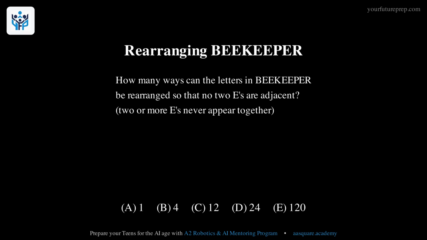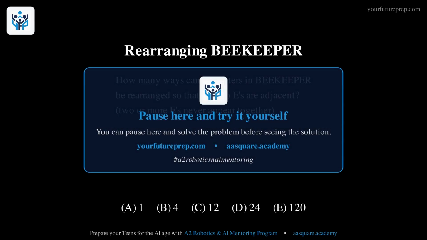In how many ways can the letters in the word beekeeper be rearranged so that no two E's are adjacent? In other words, two or more E's must never appear next to each other. The choices are A. 1, B. 4, C. 12, D. 24, E. 120. You can pause here and solve the problem before seeing the solution.